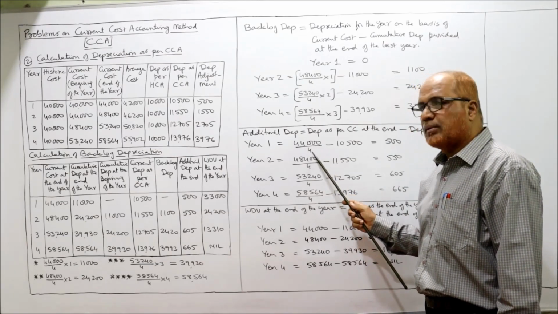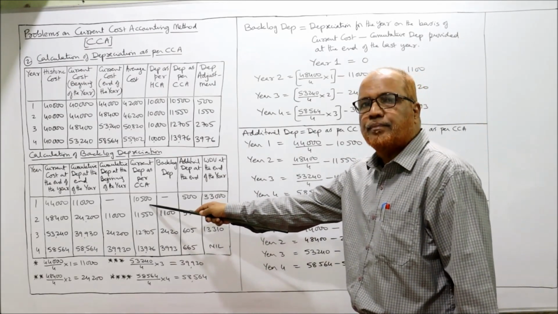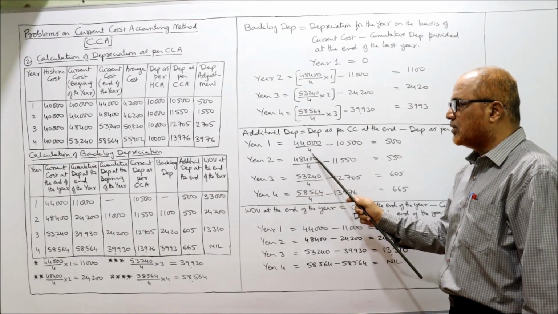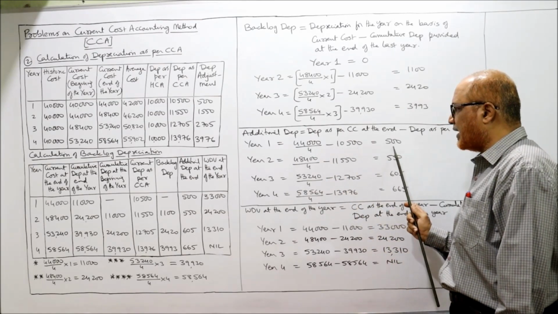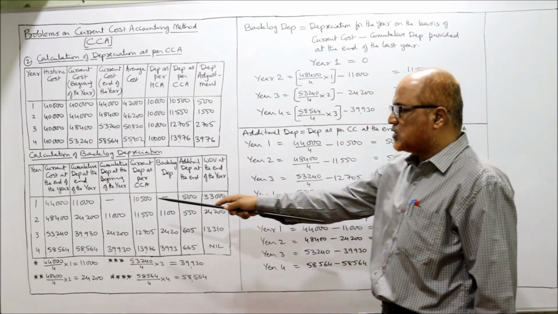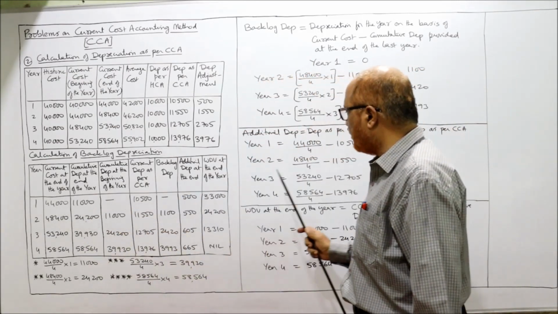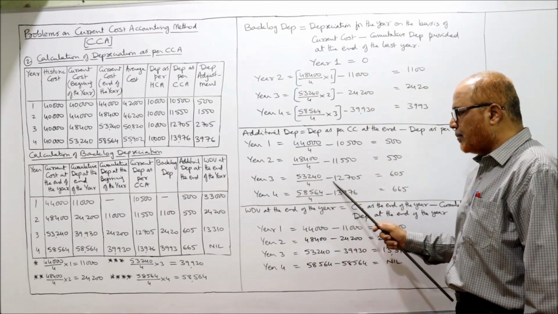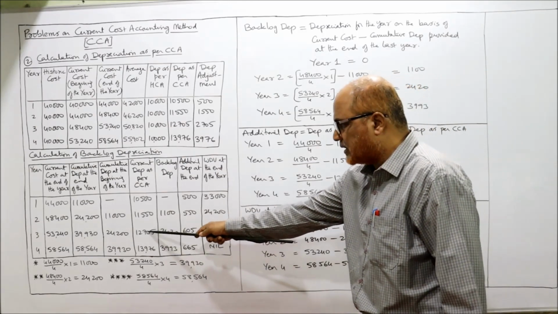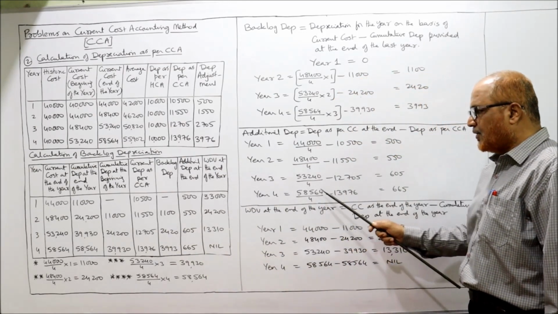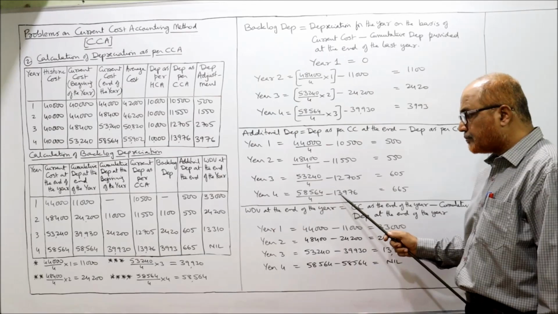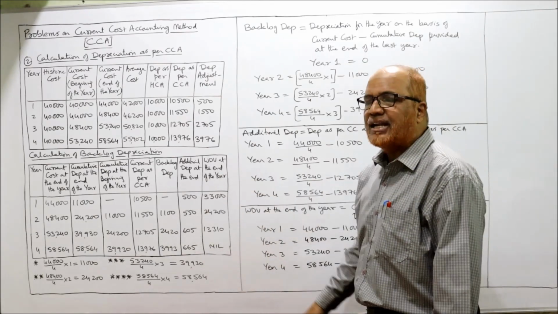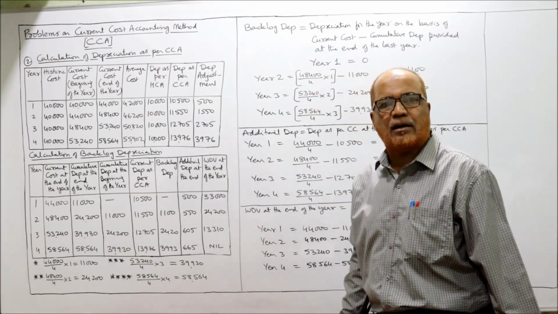So 44,000 divided by 4 minus 10,500. Depreciation as per CCA is 10,500. So 44,000 divided by 4 is 11,000. 11,000 minus 10,500 is 500. Here it is 48,400 divided by 4 minus 11,550, 550. 53,240 divided by 4 minus 12,705. Here it is 12,705. 605. 58,564 divided by 4 minus 13,976. 665. This is the additional depreciation to be provided every year.